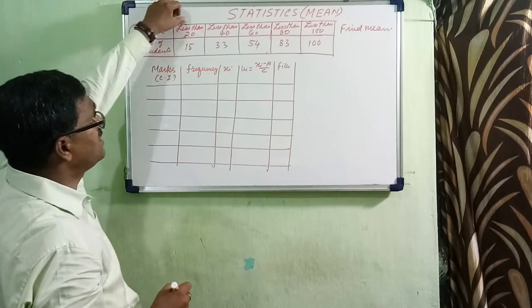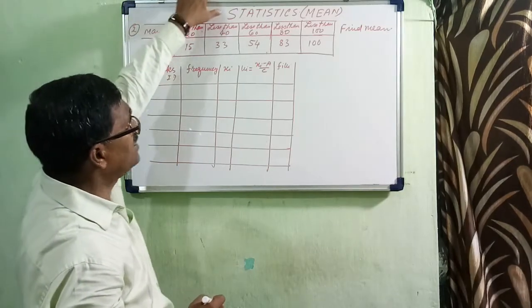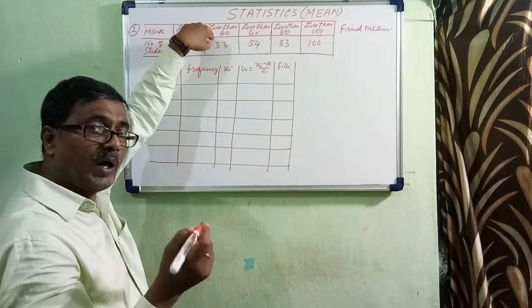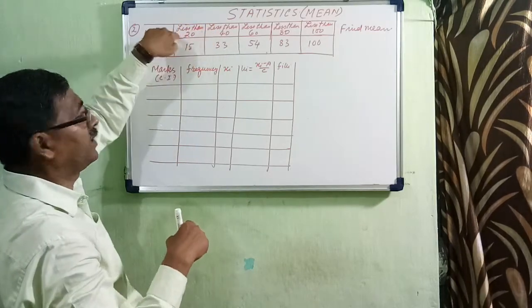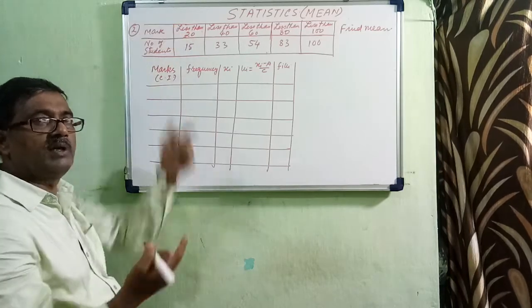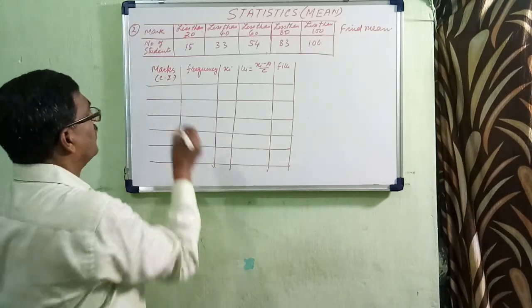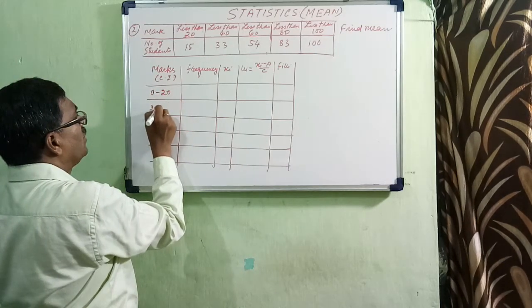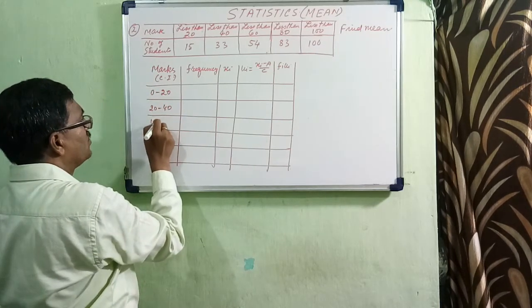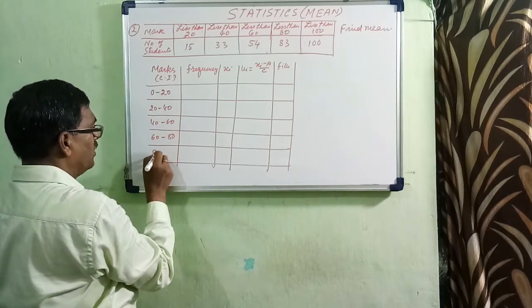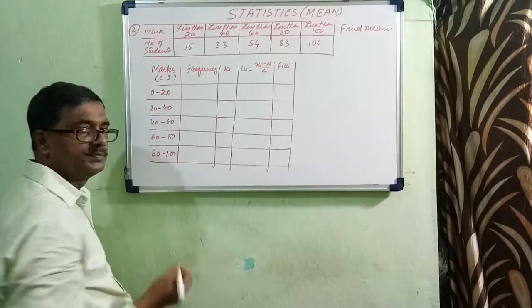Here you have less than 20, less than 40. What is the gap? Gap is 20. So what is less than 20, 20? What is the number which is less than 20? Will it be 0 or not? So therefore, here we will say 0 to 20, and then 20 to 40, then 40 to 60, then 60 to 80, then 80 to 100.